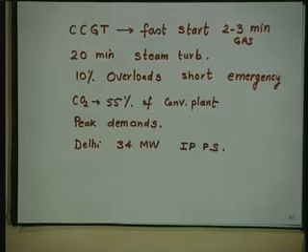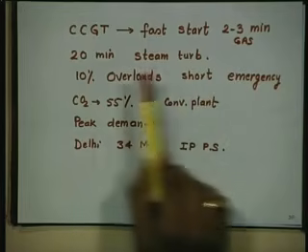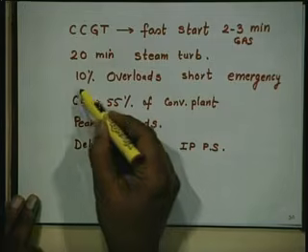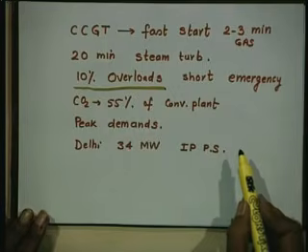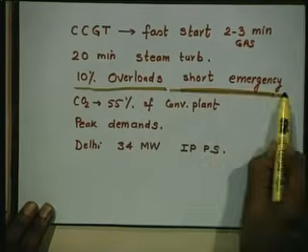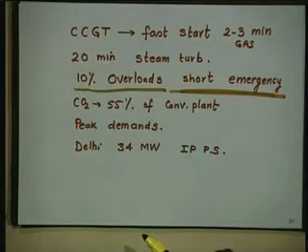Well, hydropower is a quick starting one, but here we are talking about CCGT. Hydropower is our next topic on coming Tuesday. A gas turbine takes 2 to 3 minutes, whereas a steam turbine takes 20 minutes to start working. 10% overloads are allowed, and so if there is a short emergency, not a big emergency, then a CCGT plant is very helpful.